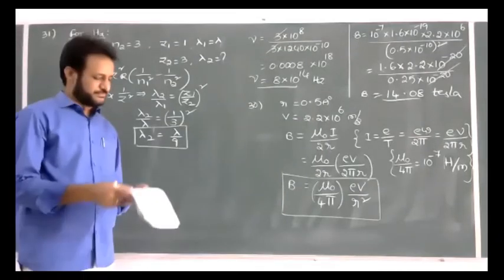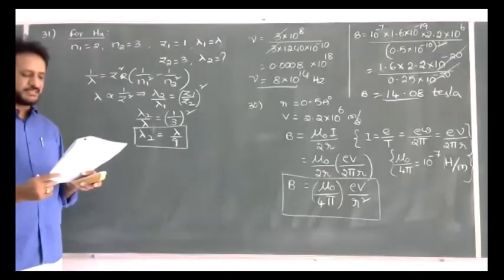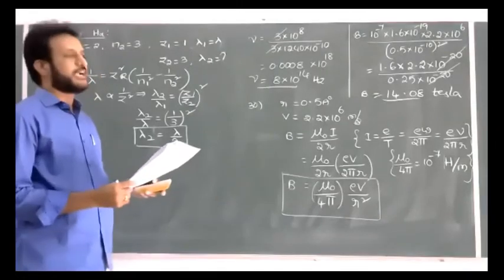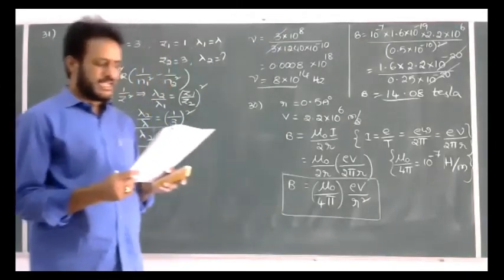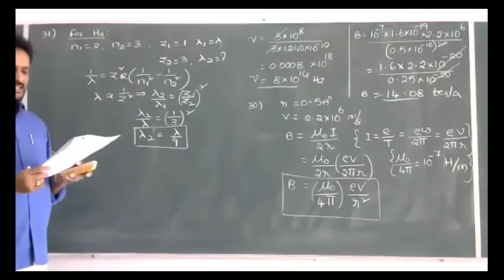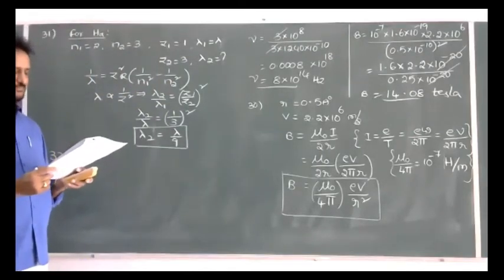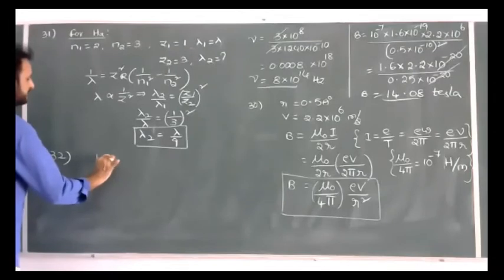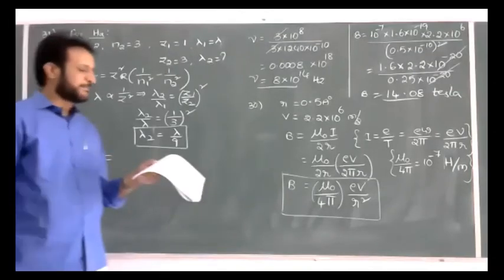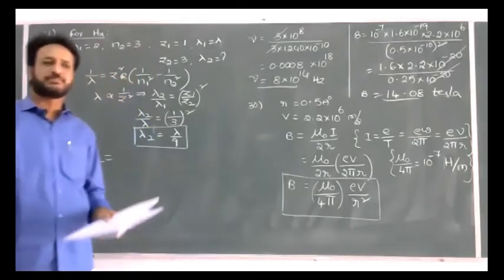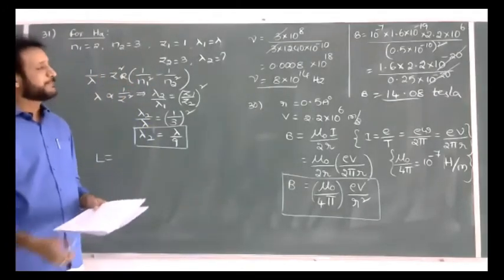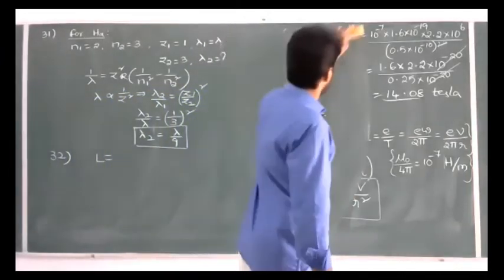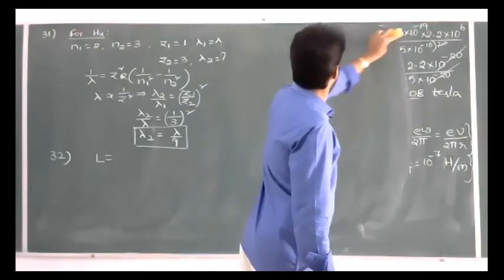Question number 32. In a hydrogen atom, the angular momentum of electron in a stationary orbit is found to be 3h by pi. The principal quantum number n is?